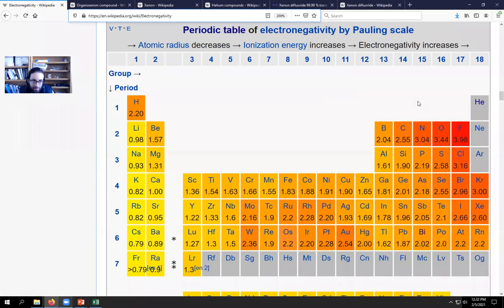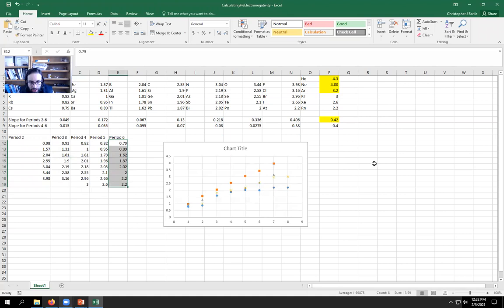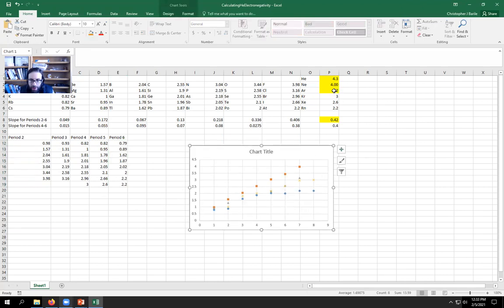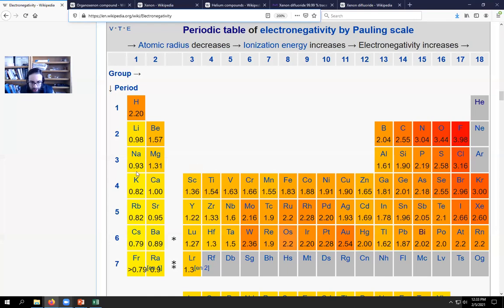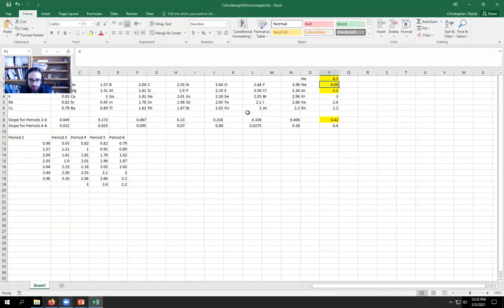That's forcing helium to be higher, right? If we're to have this trend. So helium should be higher than 4. So how can we predict how high this would be? And so, I put these values 3.2 and 4 in, and that's considering this trend going left to right. I also looked at the trend going up a family, right?